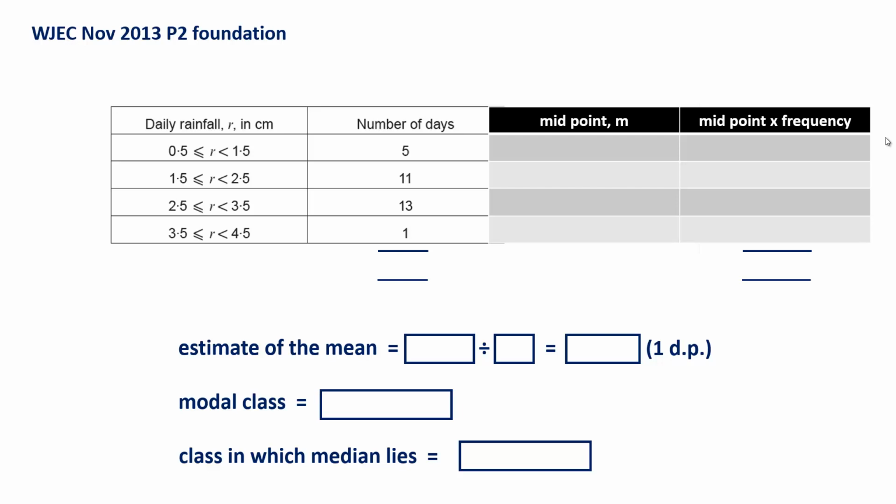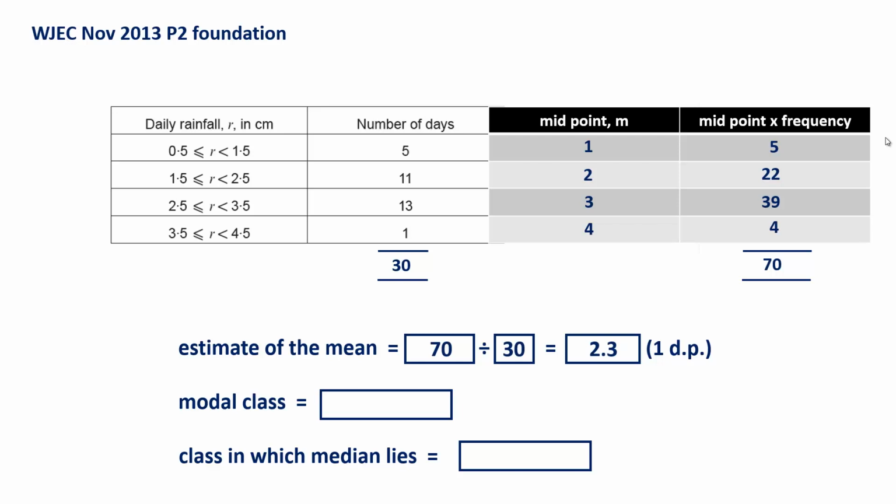And what's the midpoint? What's halfway between 0.5 and 1.5? Well, the midpoint's 1. We could have done 0.5 plus 1.5 is 2, divided by 2 is 1. And then we get the other midpoints. So this is quite nice data, isn't it? 5 times 1 is 5. 11 times 2, 13 threes, 1 four. Let's get our totals. 30 and 70. Estimate of the mean, 70 divided by 30, which to 1 decimal place, 2.3.